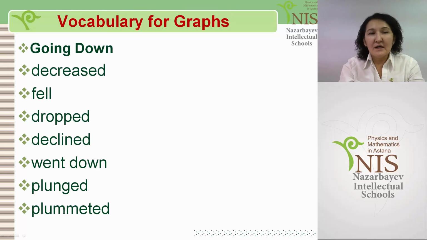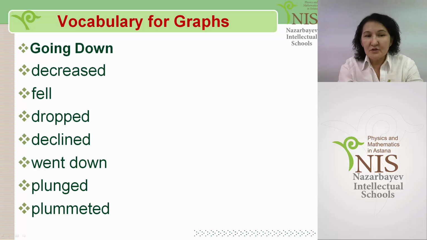So if we talk about going down, we use the next verbs. Decreased, fell, dropped, declined, went down, plummeted.